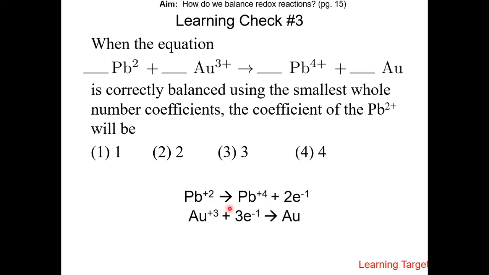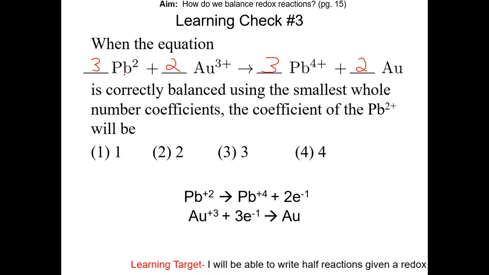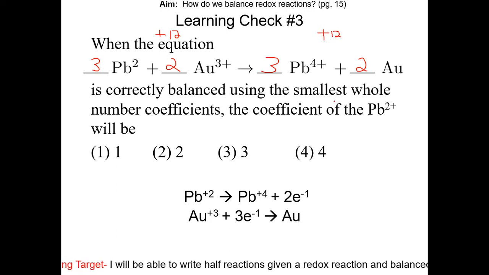As you can see, lead loses 2 electrons while gold gains 3 electrons in the redox reaction. To balance this, we need to look for the lowest common multiple between 2 and 3. It is 6. So we're going to multiply each lead by 3 and each gold by 2. Now let's check if it's balanced. We have 3 lead and 2 gold on both sides of the equation. The total charge of the reactant side is positive 12. The total charge on the product side is also positive 12. So the answer is choice 3.